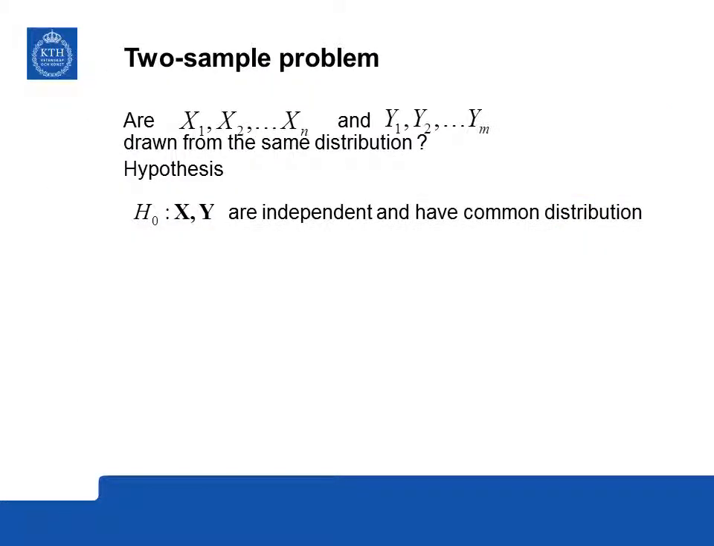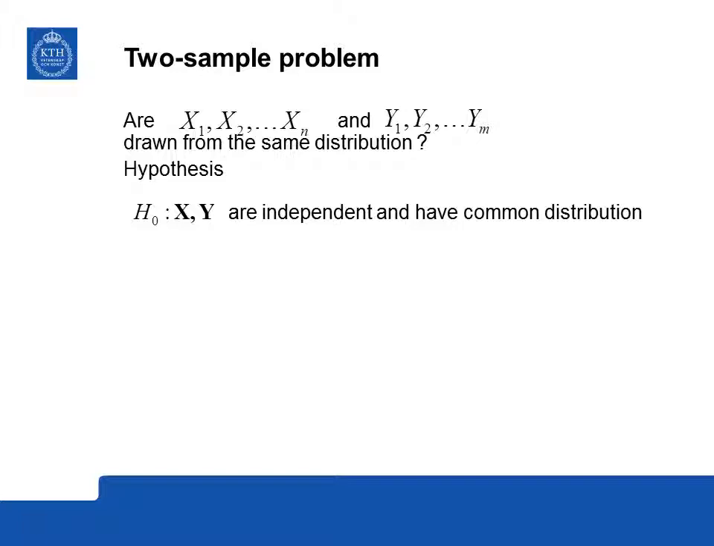So let's look at the other type of hypothesis testing techniques that we're going to study in this lecture. And this is usually called the two-sample problem. We have two samples, could be of different size. In this case, x1, x2 to xn, and we have another sample, y1, y2 up to ym. And the question is, are they drawn from the same distribution? So the hypothesis we want to test, H0, is that the vectors x and y are independent and have the common distribution.